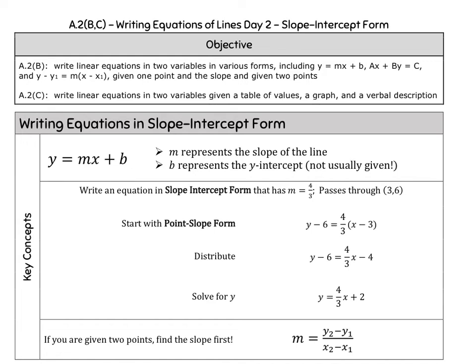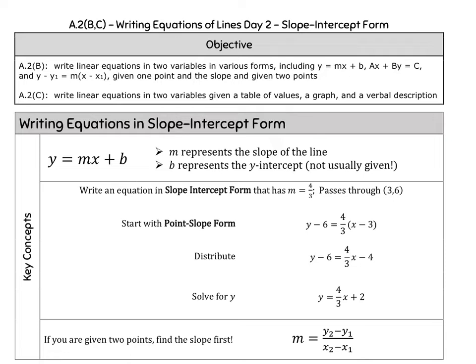If you remember back last class, we used point slope form. What did we need to write a point slope form equation? A point and a slope, literally point slope form, a point and an m. Yeah, great. Okay, today we're going to write lines in slope intercept form.